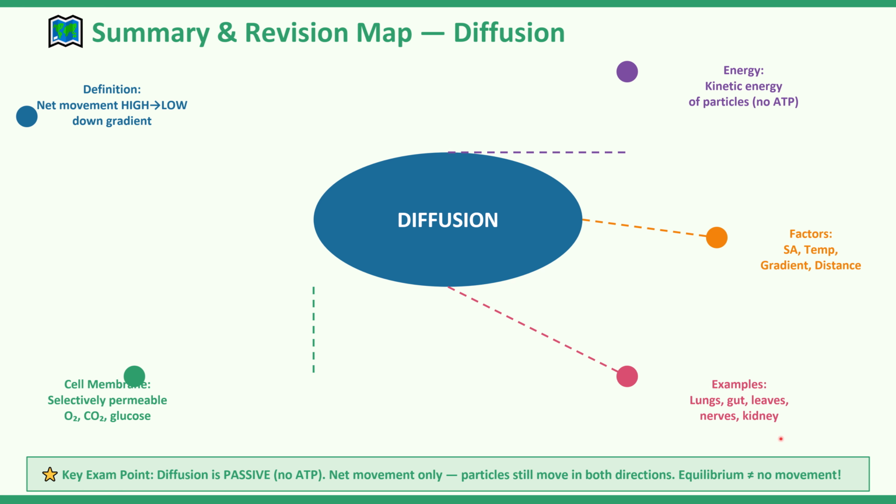Before we finish, look at the star at the bottom. This is a classic exam trap. Equilibrium does not mean no movement. When particles are evenly spread out at equilibrium, they are still moving in both directions at the same rate. There is just no net movement. Diffusion is passive, continuous, and essential for life.